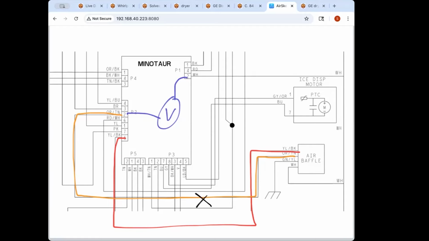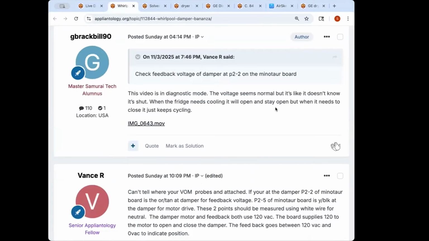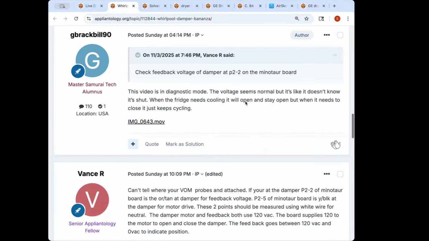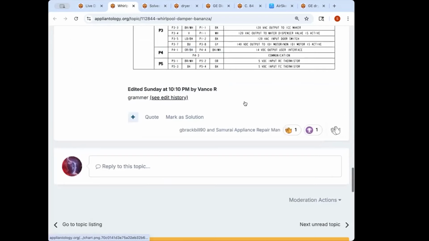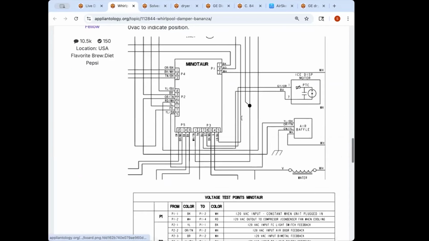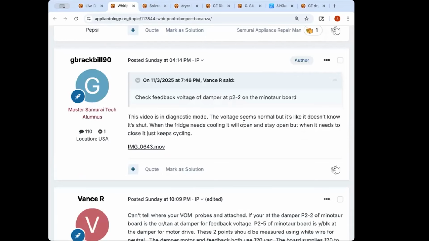I'm not looking at the post, but from memory, didn't he say that in diagnostic mode cycling the damper, the display would change from closed to open, but not from open to closed as it continued cycling? Yeah, there was something like that. Voltage seems normal, but it doesn't know that it's shut. Yeah, he says that here. Oh, okay. But he doesn't explicitly say it did know that it was open. He just says no, it didn't know that it was shut. Okay, yeah, got it, which makes sense. That's consistent with what we're hypothesizing here.